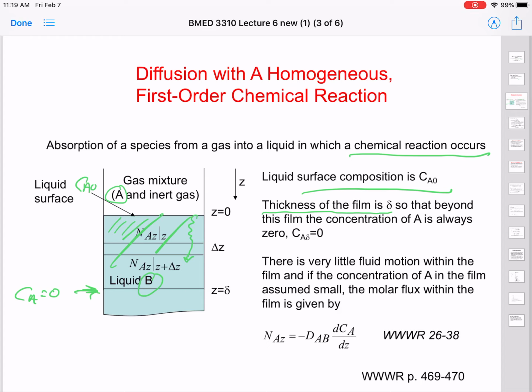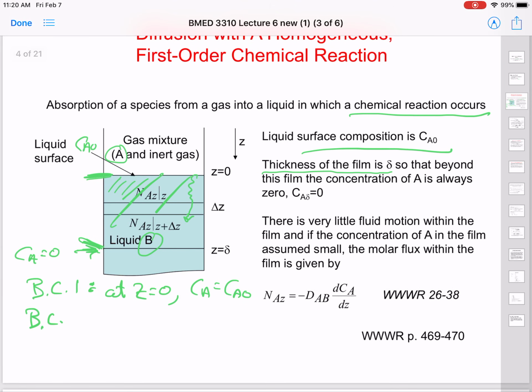Before we get started, let's talk about the boundary conditions. We're going to look at the places where we have boundary conditions. We've got z equals 0 and z equals del, these two boundary conditions. At z equals 0, it's given that the concentration is Ca0. And boundary condition 2, at z equals del, it's given that Ca is equal to 0.